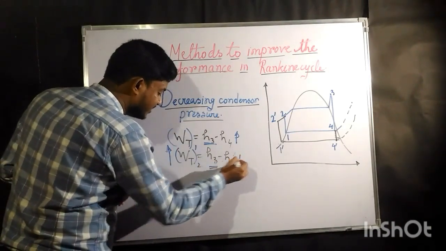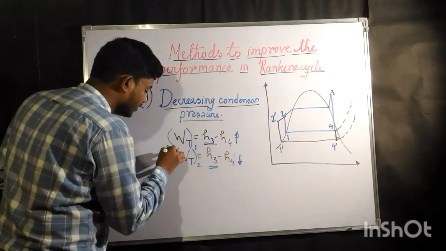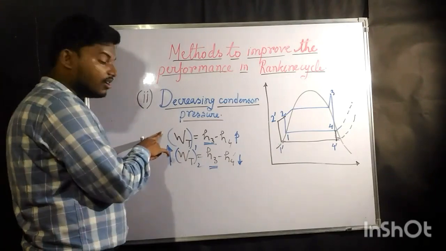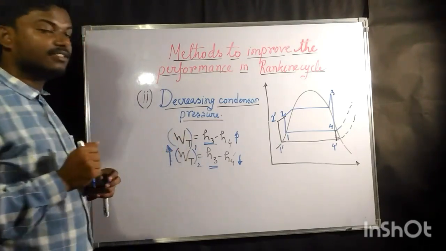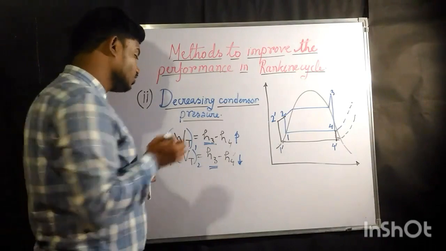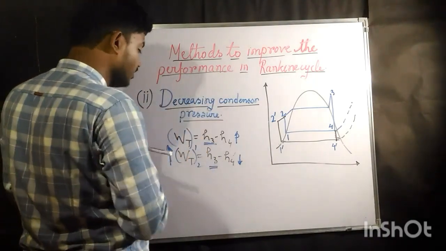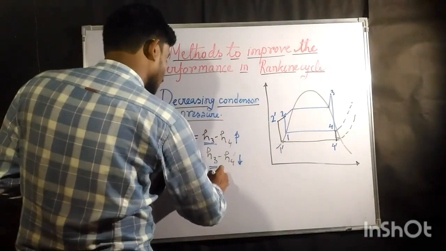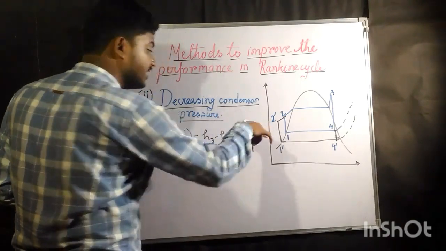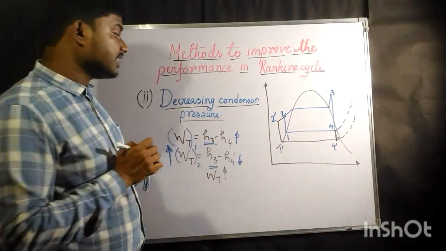Okay, and this thing is decreasing, that means this thing is definitely going to increase compared to this one. From the first case, the second case is going to increase. So from this, what conclusion can we bring? We can say that work done by turbine increases while we decrease the condenser pressure.